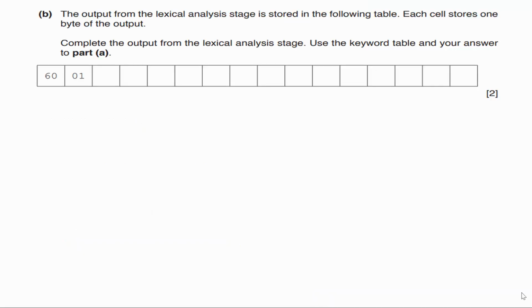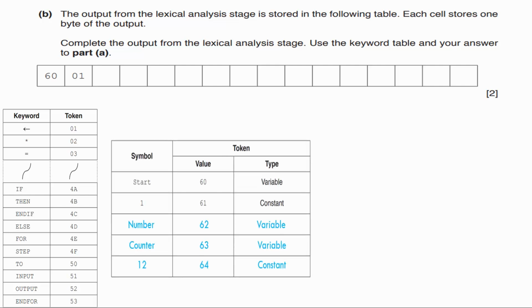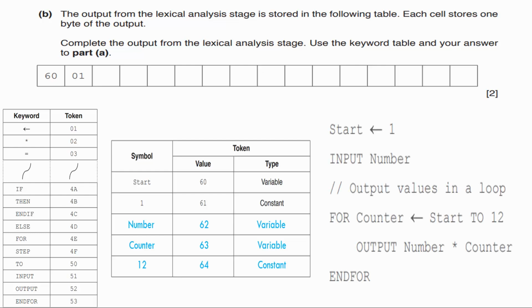And now we arrive to this part of the question. The output from the lexical analysis stage is stored in the following table. Each cell stores 1 byte of the output. Complete the output from the lexical analysis stage. Use the keyword table. So we want to use our keyword table. And your answer to part A. So there we go. We're going to go through this pseudocode and we're going to go ahead and fill out this table. So we start at the beginning.